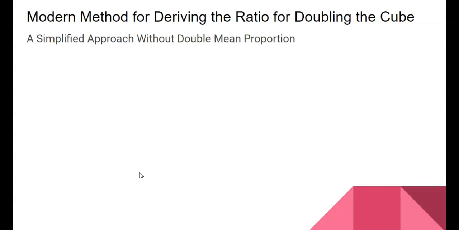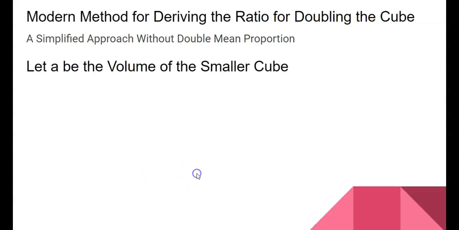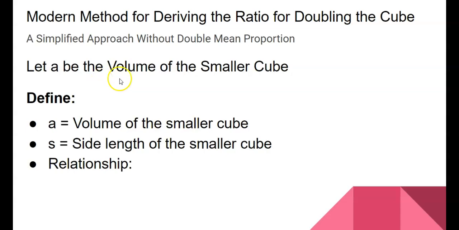Let us have our given definitions. So we have A, the volume of the smaller cube, and then s is the side length of the smaller cube. And then we have a relationship between the volume and the side length. The relationship of A and s is denoted by the equation A is equal to s cubed.